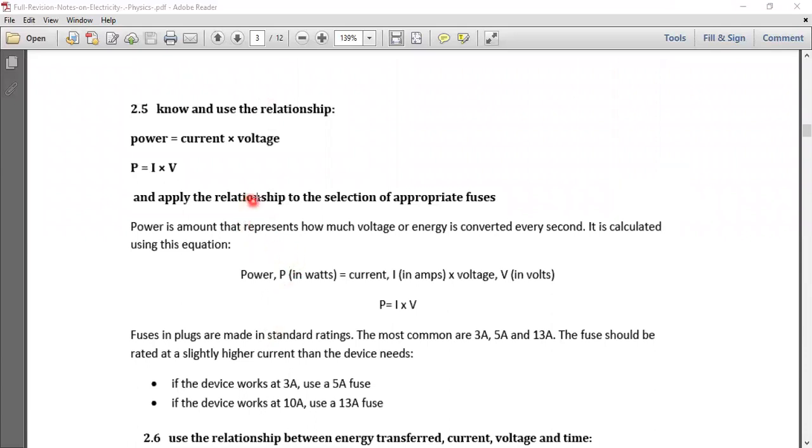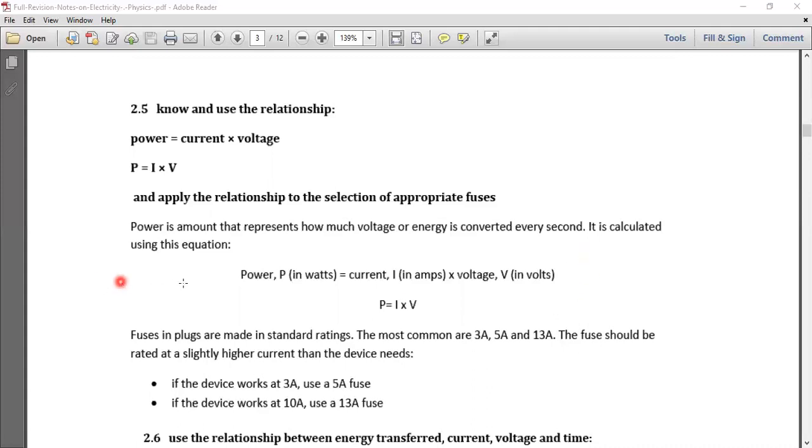Now we have to know about the uses and relationship of power and current, that is P equal to VI. That means power equals current multiplied by voltage, and we apply the relationship to the selection of the appropriate fuses. Power is the amount of energy converted every second. I have told you earlier that the unit of power is joule per second, that is, every second how much energy is passed to the electrical circuit.